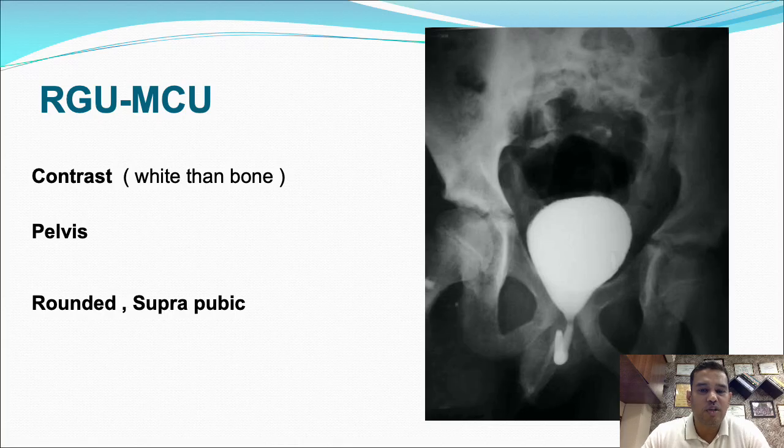Normally we do RGU and MCU together. RGU is done to study the anterior urethra, that is the urethra distal to the sphincter, and MCU, that is micturating cystourethrogram, you do for the bladder and the posterior urethra, that is the prostatic urethra.